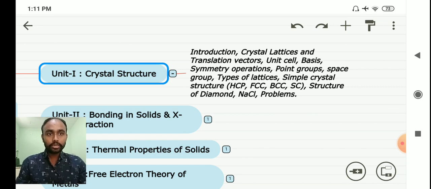Now, the next one is what? Translational vector. Translational vector means what? How to translate that particular crystal. That means, if I have a crystal and I am seeing that crystal from the front side, or from the top side, or someone is seeing that crystal in the mirror, so these are different translations.